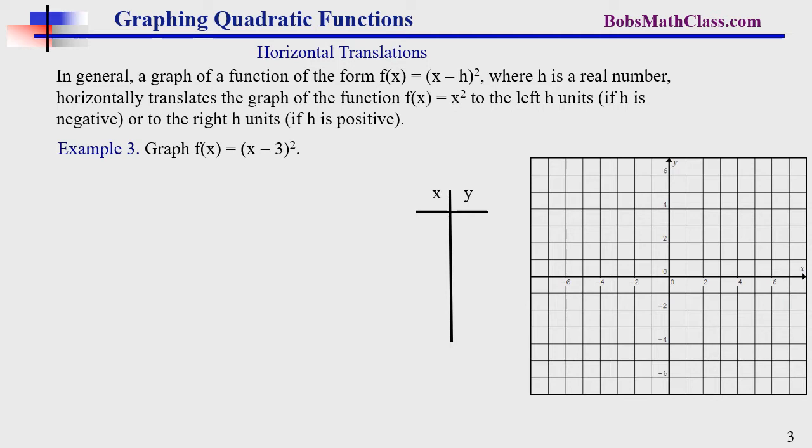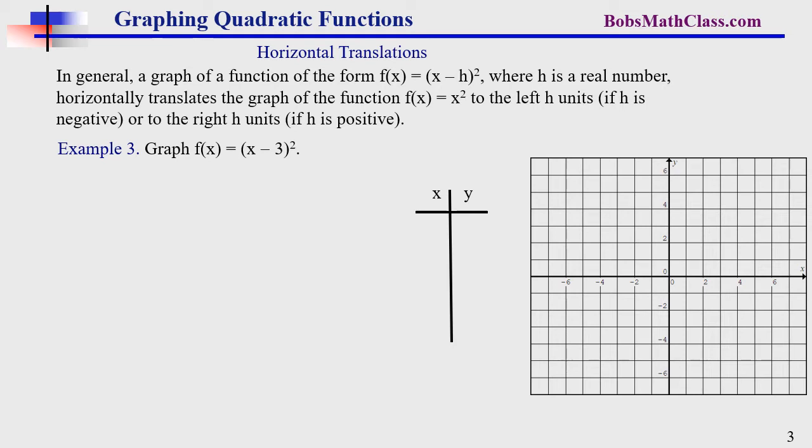So in this case, is h positive or is h negative? Look at the form above, f of x equals x minus h. There's already a minus in that form. So when we look at this example, there's already a minus, so our h is positive 3. Therefore, h is positive. So it moves the graph to the right 3 units. So it's going to be the same graph as f of x equals x squared, but moved to the right 3 units.